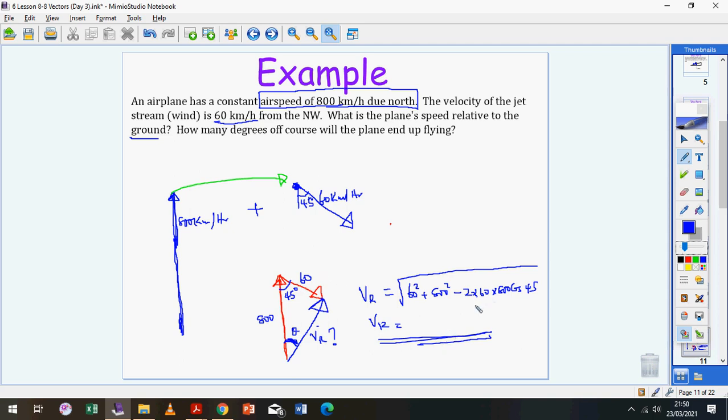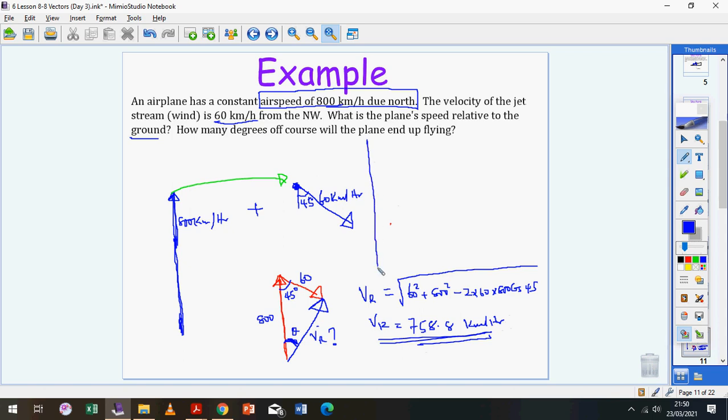Square root of 60 squared plus 800 squared minus 2 times 60 times 800 cosine 45. I get 758.8 kilometers per hour. But you guys should verify my work, because I have been known to get things wrong every once in a while.